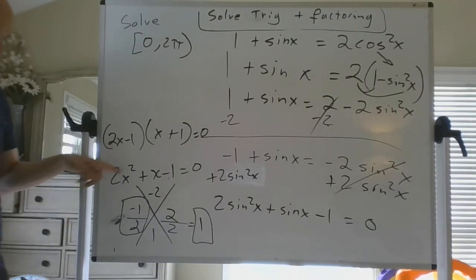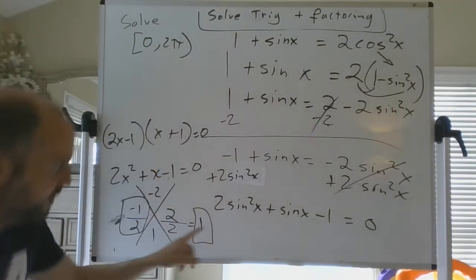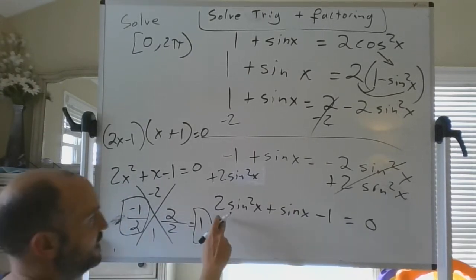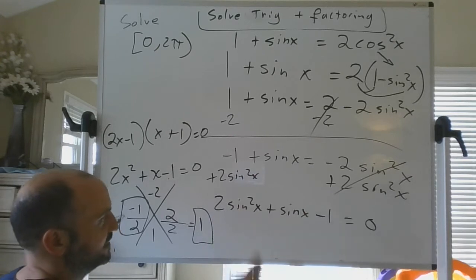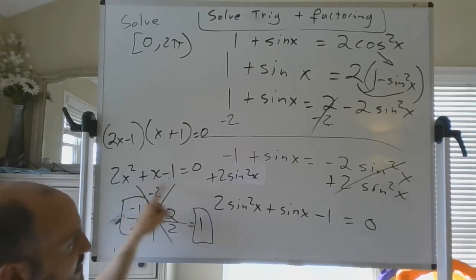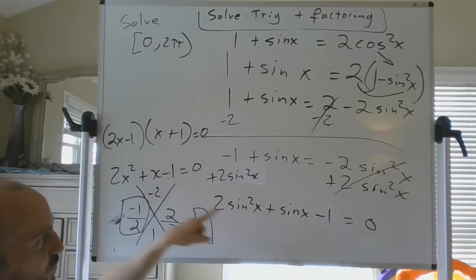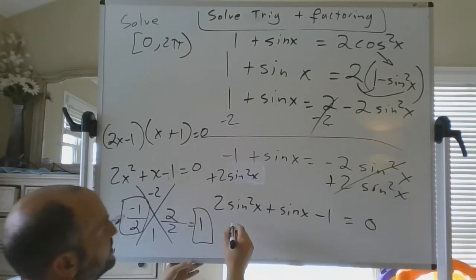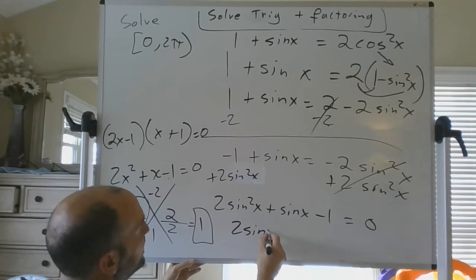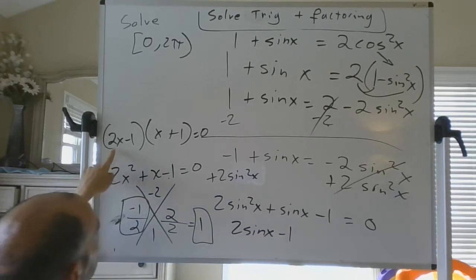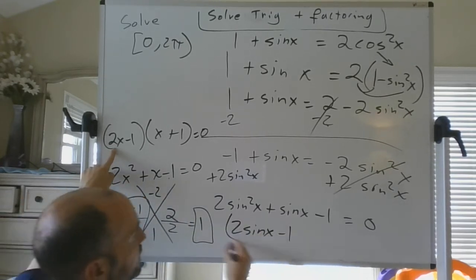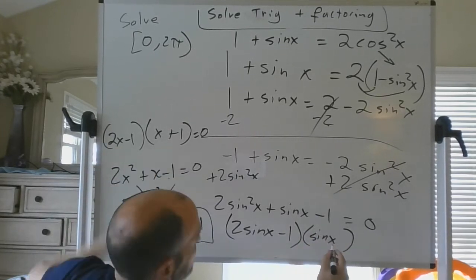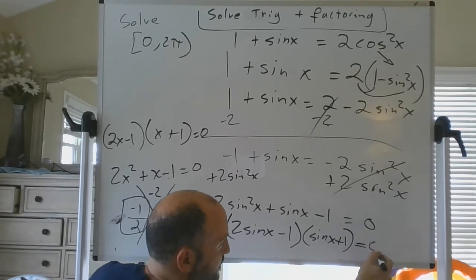Now you may say, well, what does that have to do with this? Guess what? It's the same exact thing. 2x squared, isn't that the same? I can write that as 2 sine squared x plus sine of x minus 1. So this can be broken down into this. The way I can write this is 2 sine of x minus 1, times sine of x plus 1 equals 0.